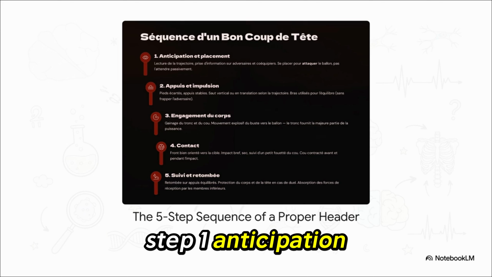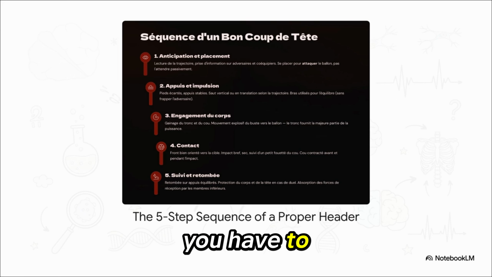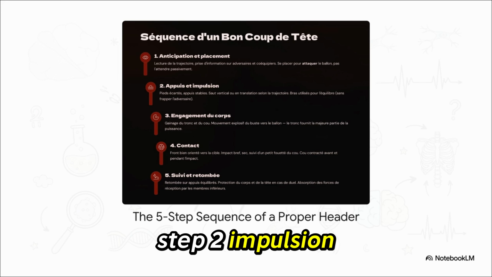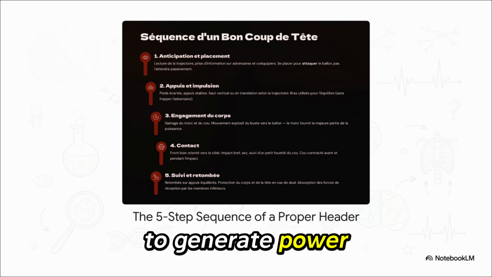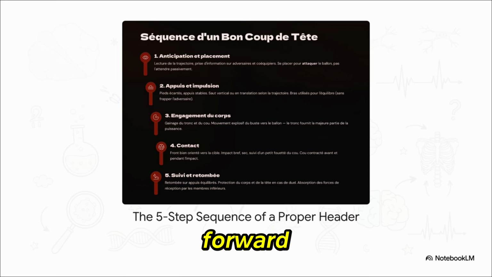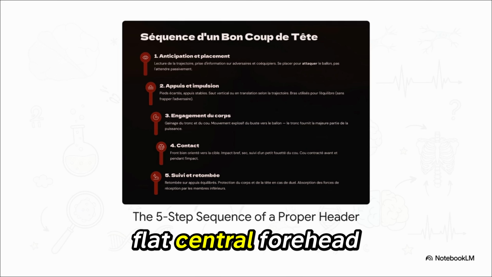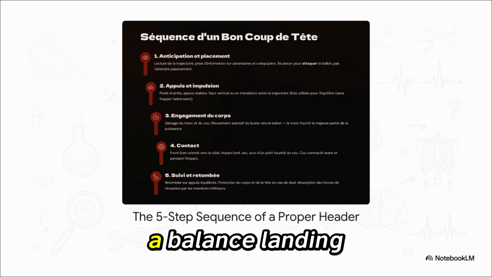Step 1, anticipation and placement. You have to read the trajectory and position your body to attack the ball. Never, ever just wait for it passively. Step 2, impulsion, using strong footwork to guarantee a stable jump. Step 3, body engagement. You have to engage the core and the trunk to generate power, rather than just snapping your neck forward. Step 4, contact, hitting the ball squarely with a flat central forehead. And step 5, a balanced landing to protect those knees and ankles we talked about.